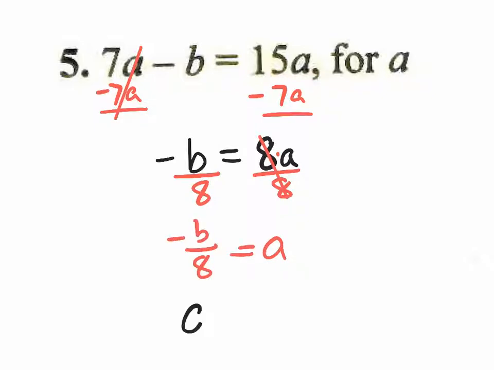Now I would write it with the a on the left side. And not only that, the negative sign that's up here, you could put it in the middle. Don't put it on the bottom, but you could either leave it up on top or put it in the middle. It's totally up to you. So a equals negative b over 8.